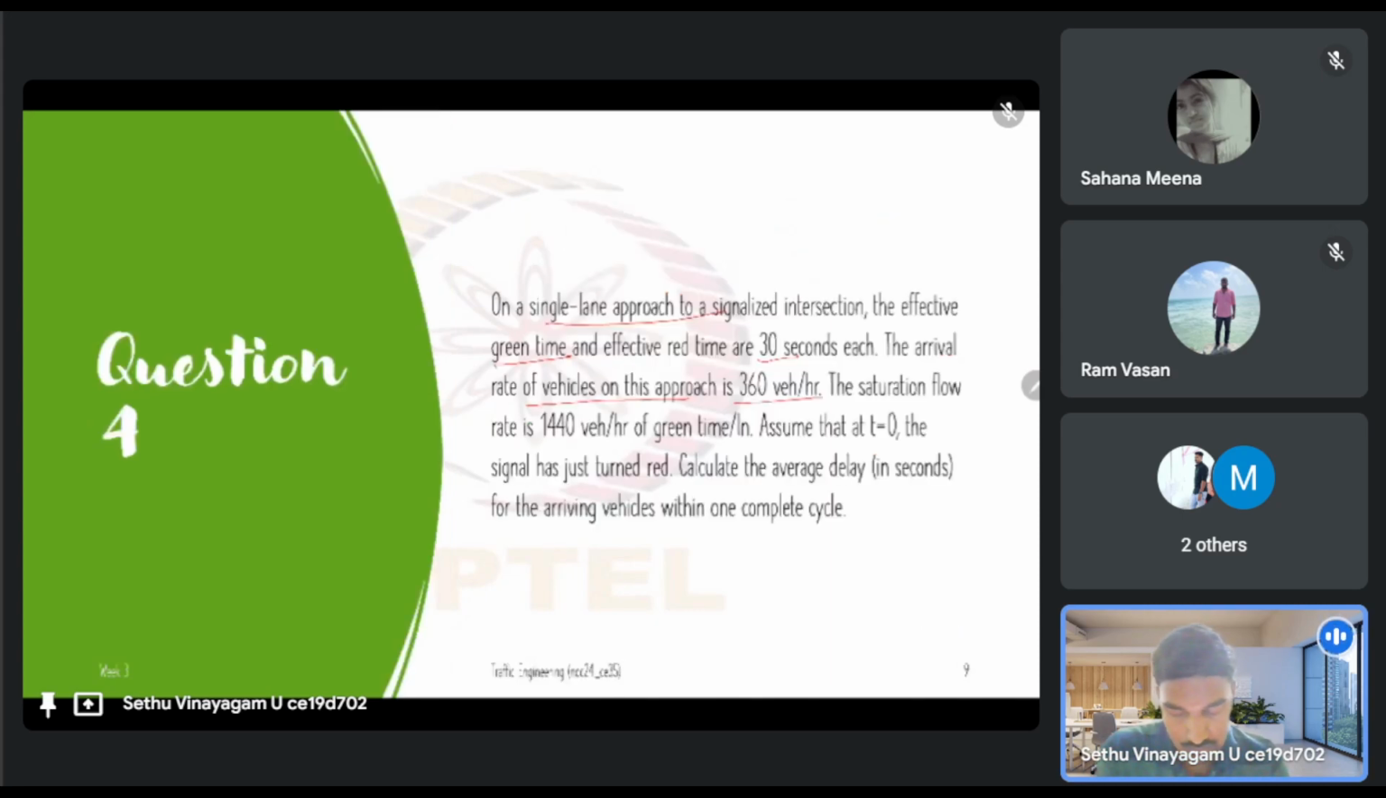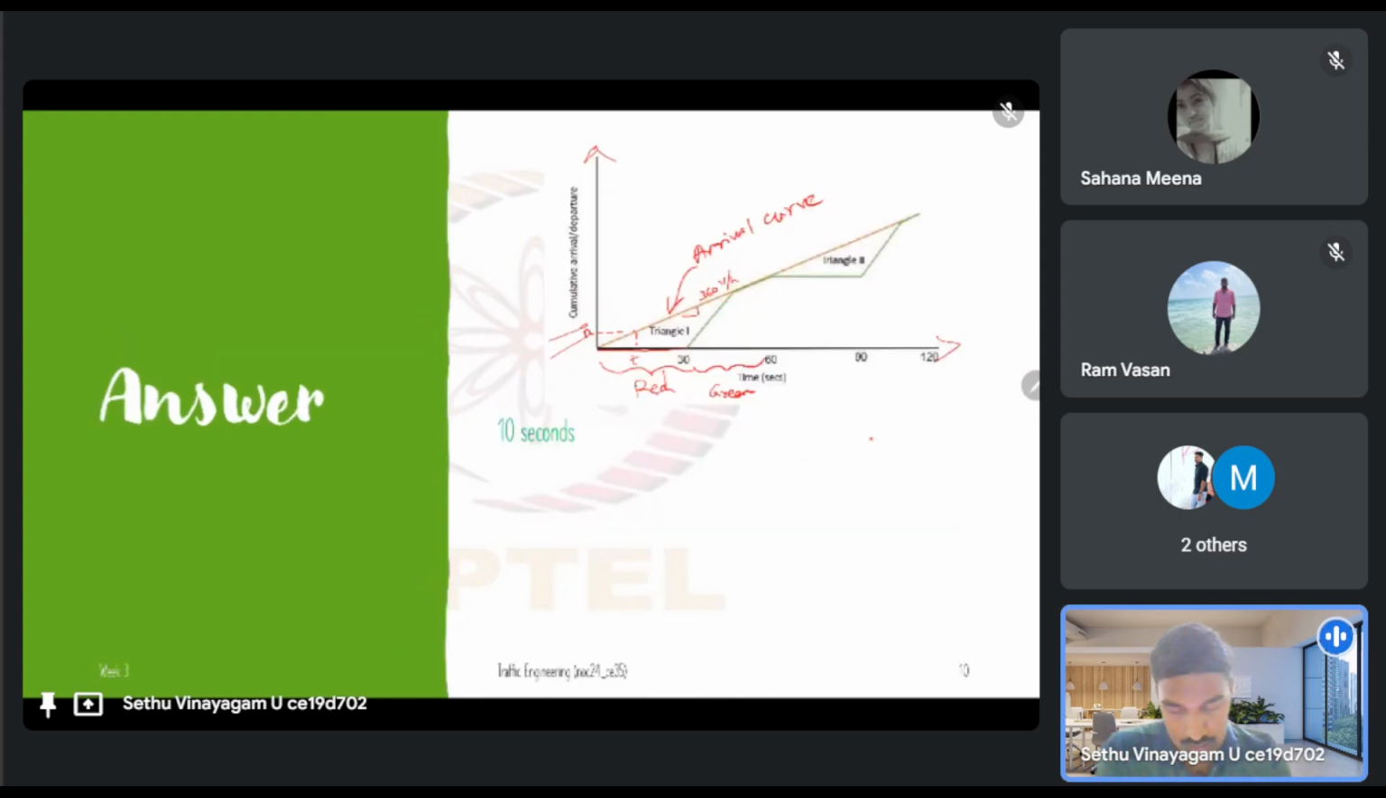And what is the saturation flow rate? It is 1440 vehicles per hour of green time per lane. This is a single lane approach, so we have one lane and the saturation flow rate per lane is 1440. So the slope of this departure curve will be 1440 vehicles per hour, because the departure rate is higher than the arrival rate. Arrival rate is 360, whereas the departure rate is 1440. So this slope is higher, and it is going to meet this arrival curve at some point.